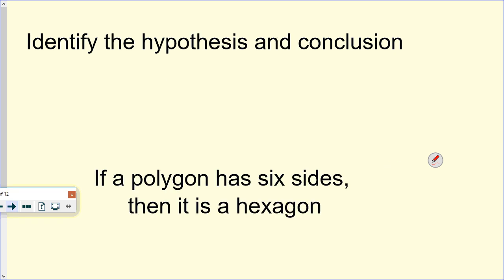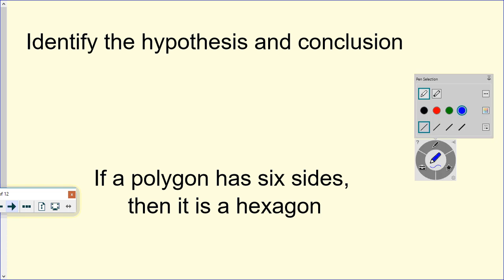Alright, raise your hand. It says if a polygon has 6 sides, then it's a hexagon. Does anybody see a vocab word, something that we've defined before? Parker. We have a polygon, but is there anything more specific? A hexagon. Please raise your hand next time. So we're defining a hexagon. It is a hexagon will be my conclusion.